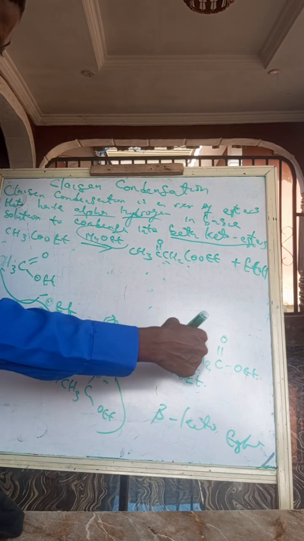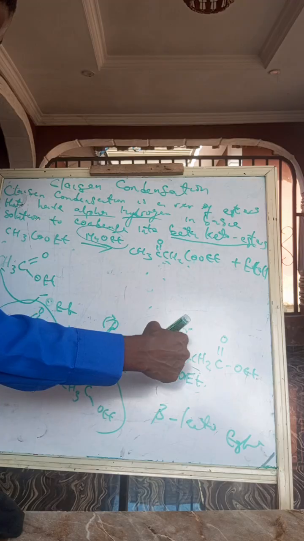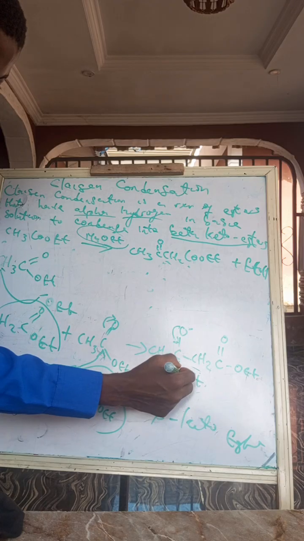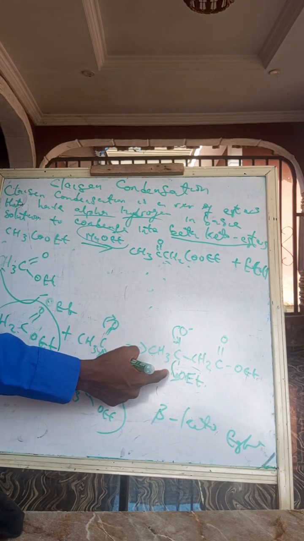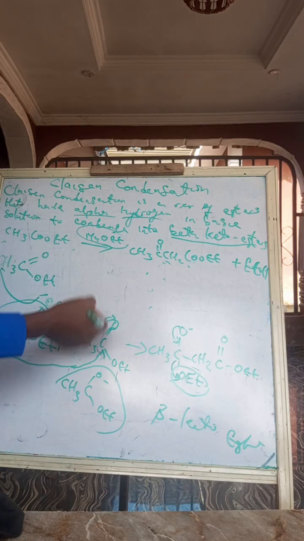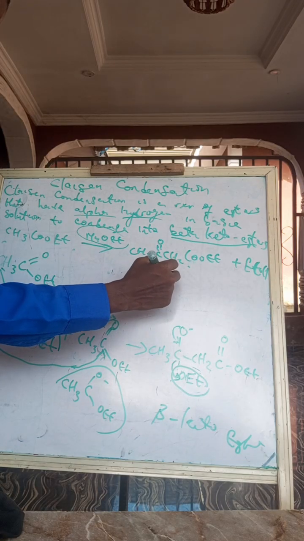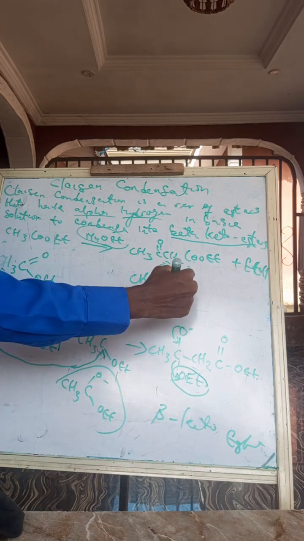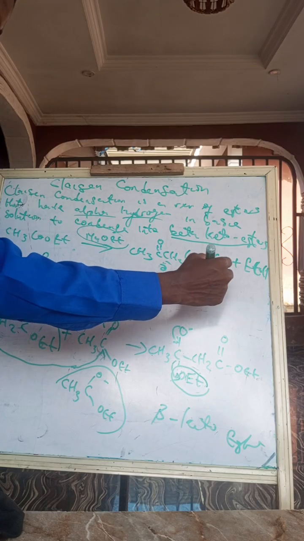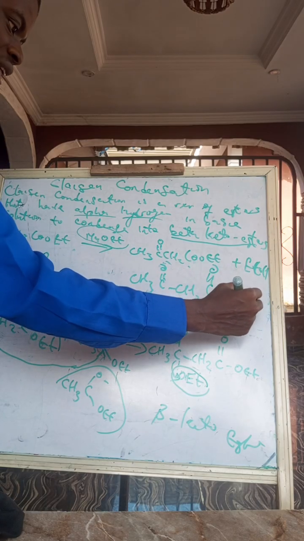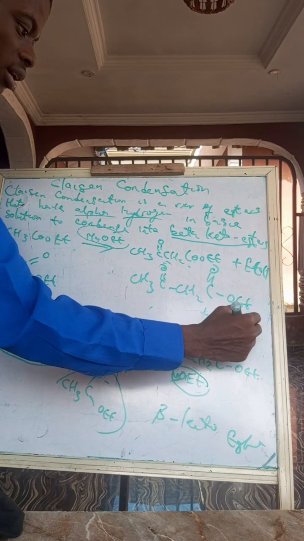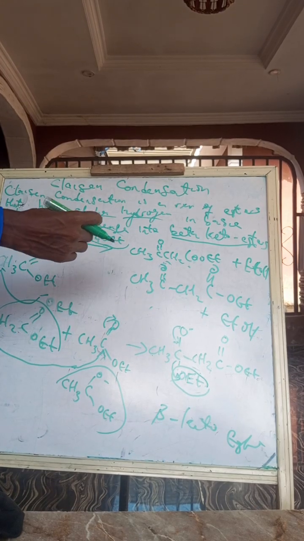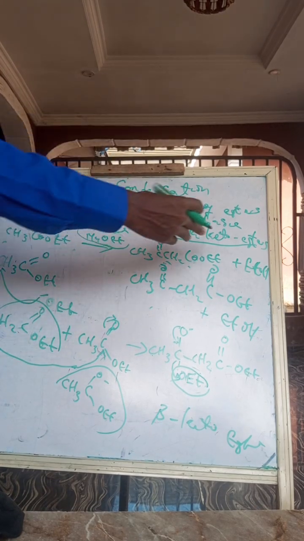The moment this bond enters into this part, we form a double bond, and there will be elimination of this hydroxide. We can see an elimination of this particular group. So we have CH3C double bond O, and we stabilize this. Then the hydroxide is eliminated. We have CH2C double bond OEt plus our hydroxide. This is the mechanism of this Claisen condensation.